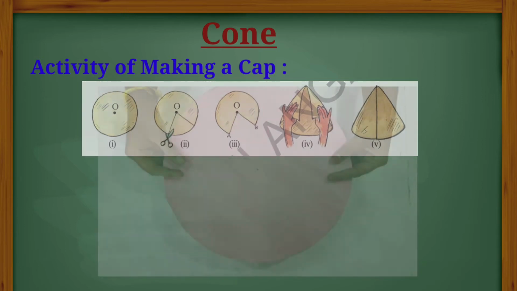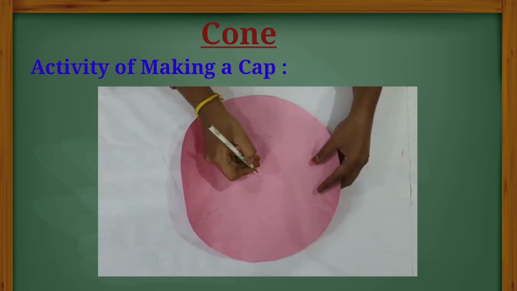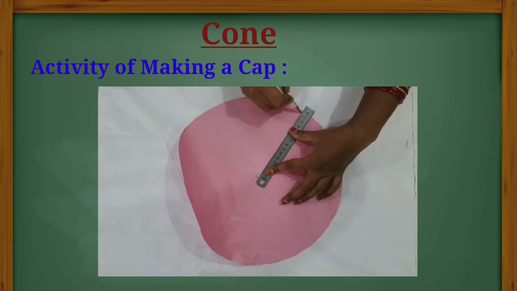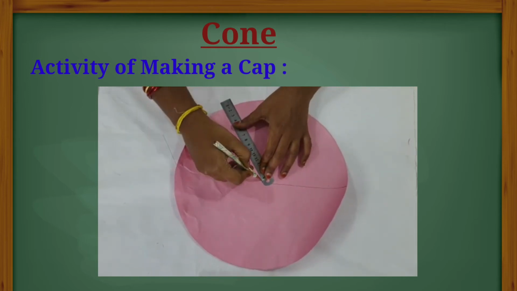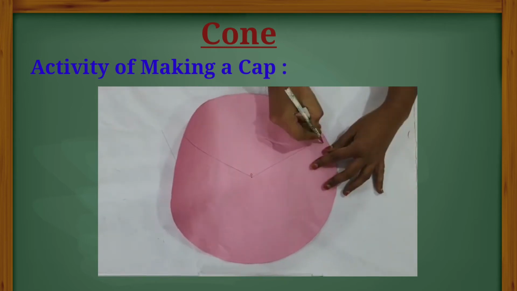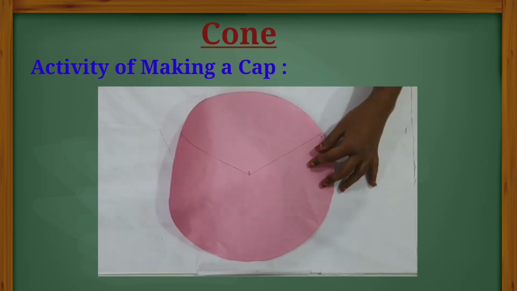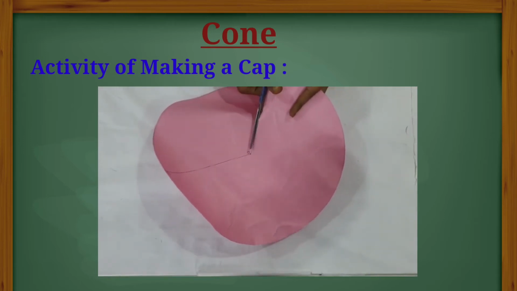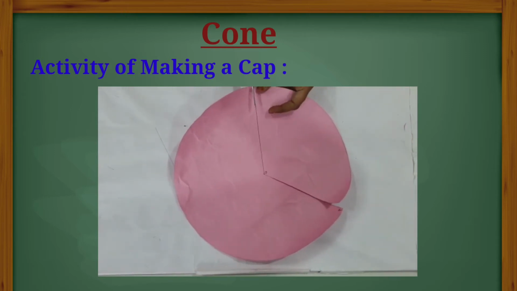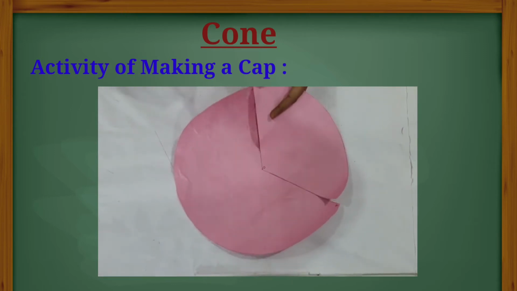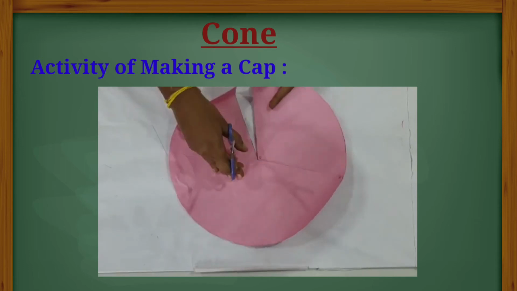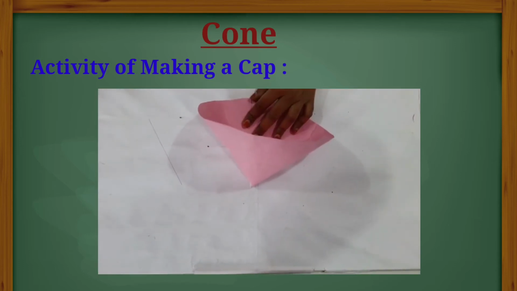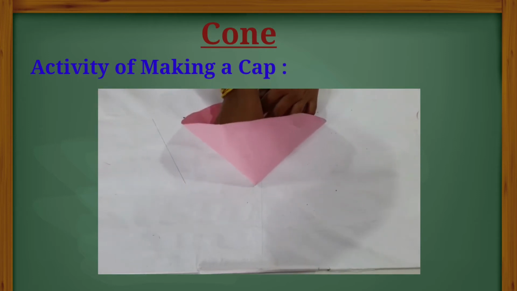Now, take a circular paper and at the center take O. From O, draw 2 lines to the circumference and cut the part with the scissors and give the points A and B to the edges of that paper. Now, join OA and OB with adhesive tape.